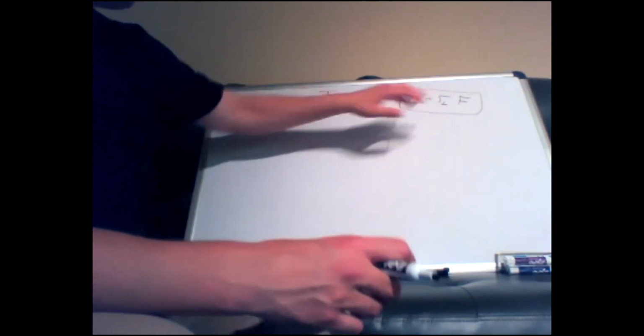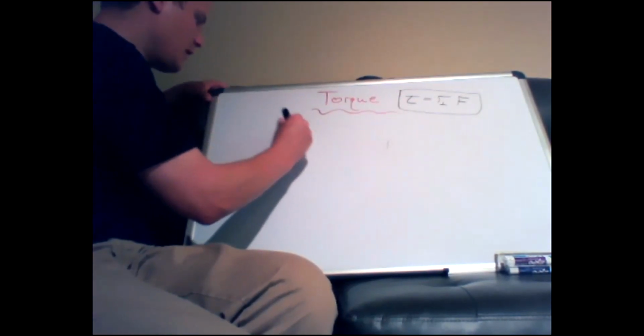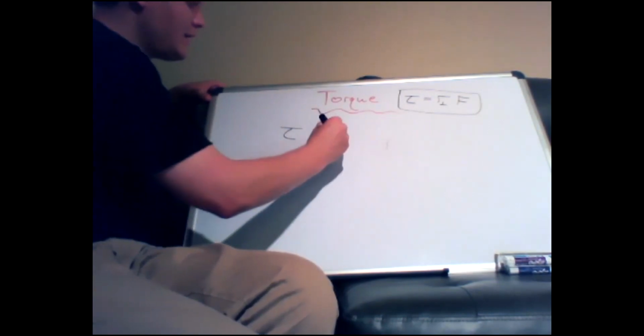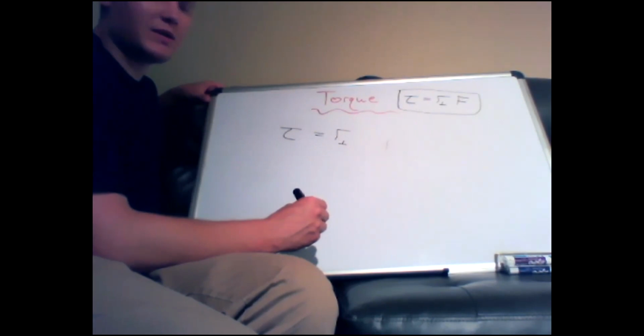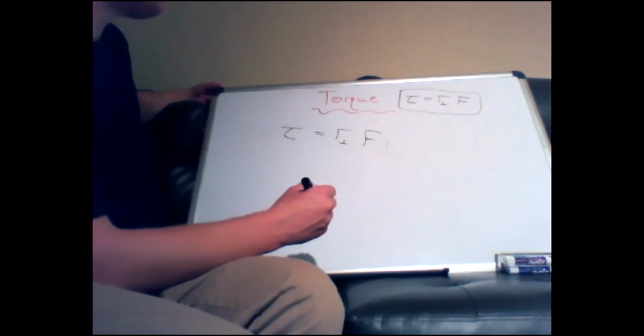The way we represent that is we say this letter right here is tau. Let's rewrite it over here and I'll keep that up in that upper right corner. So tau, that's what represents torque, is equal to the radius perpendicular. I'll explain what that means in just a moment. But the radius perpendicular multiplied by the force applied.